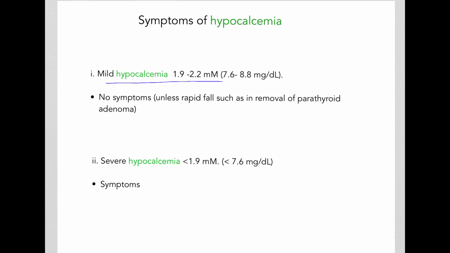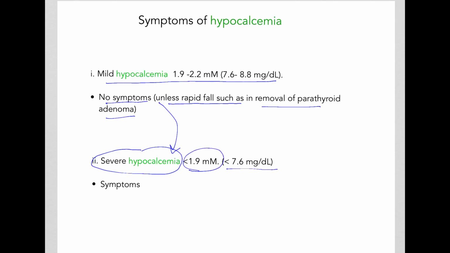Now, what are the symptoms of hypocalcemia? Mild hypocalcemia has no symptoms unless there's a very rapid fall of calcium, such as the removal of a parathyroid adenoma. Then we can see symptoms of hypocalcemia. In severe hypocalcemia, where the calcium concentration is less than 1.9 millimolar, that's about less than 7.6 milligrams per deciliter, we do see symptoms of hypocalcemia.